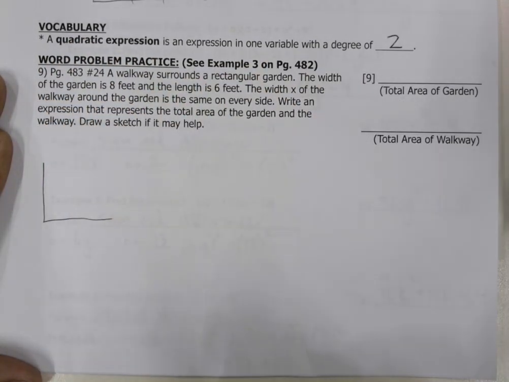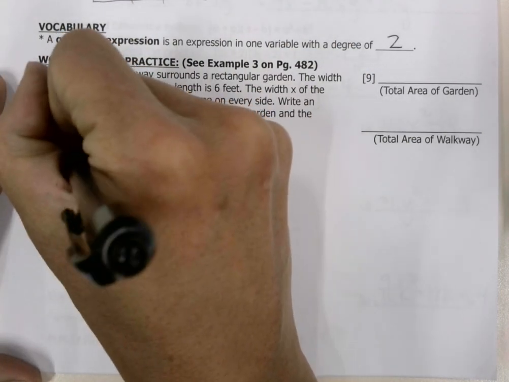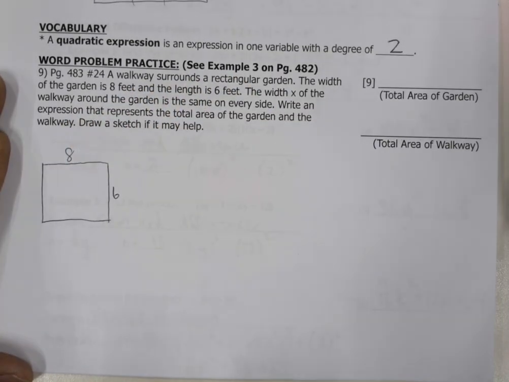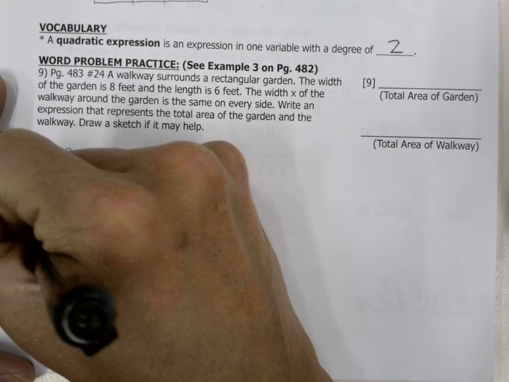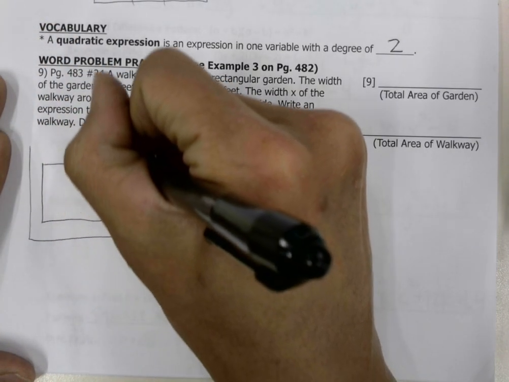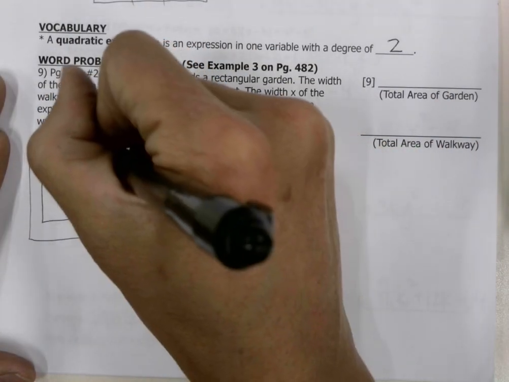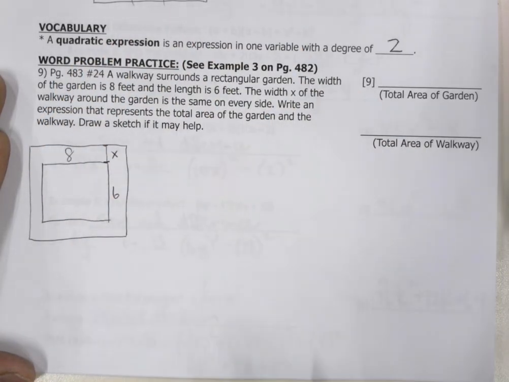So I'm drawing a sketch, and here is my garden. It is 8 feet, and it has a length of 6 feet, and it also has a walkway around the garden. Looks like this, and the walkway has a width of x. So this distance from here to here will be x.